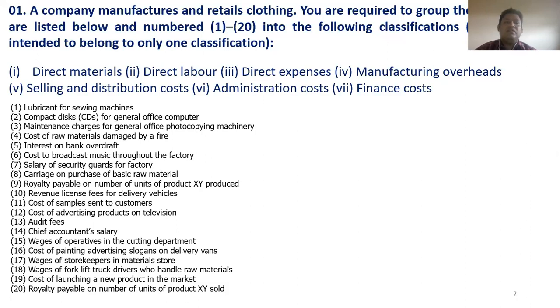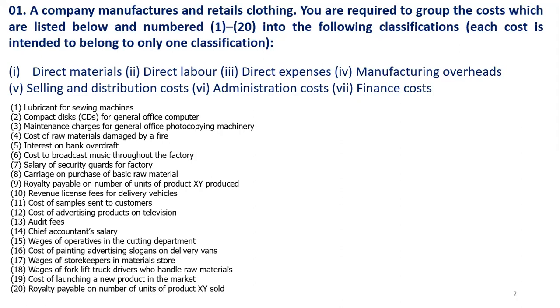So there can be a cost item where you feel it may belong to several, but make sure that you choose the most appropriate one out of that. So hence, for one cost item, there can be only one classification, right? So this classification is concerned with direct and indirect.